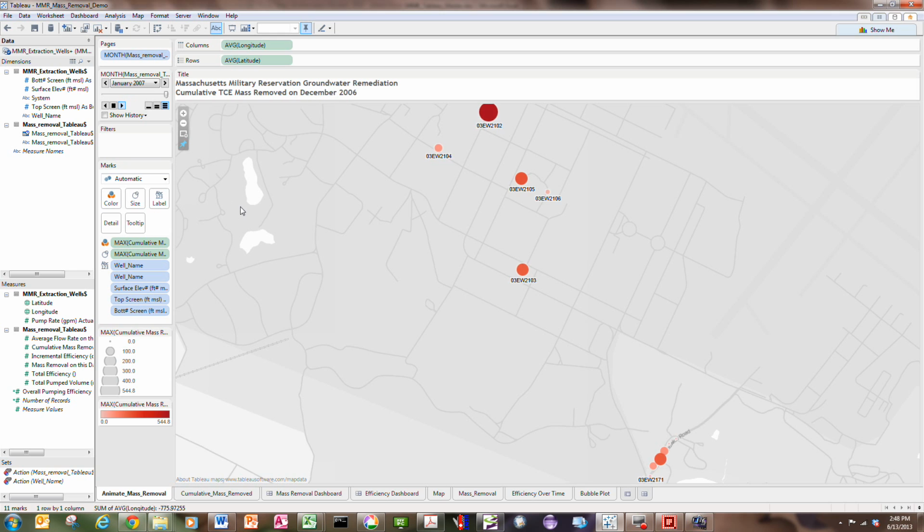So as it stops at the end of 2007, we can see that the in-plume extraction well 2102 has recovered the most mass with 544 kilograms of TCE removed, and then 2105 has pulled 248 kilograms. And down on Sandwich Road we had one well here in the center of the extraction well fence, 2173, that's removed over 220 kilograms.